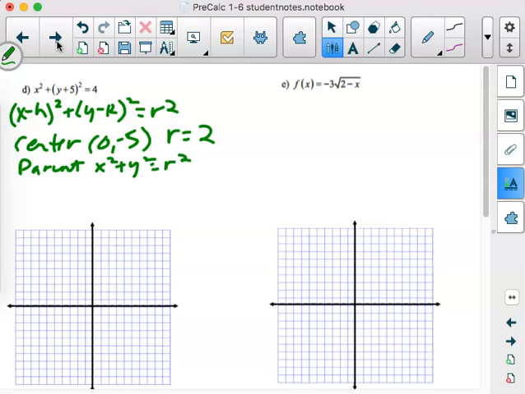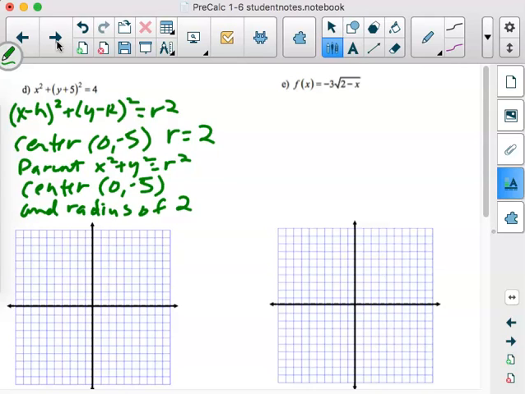So there's the parent function for circles, x squared plus y squared equals r squared. But we don't really say specific transformation pieces about this, because for circles, their identifying features have to do with where the center is and where the radius is. So for these, we would say it has a center at (0, -5) and a radius of 2.